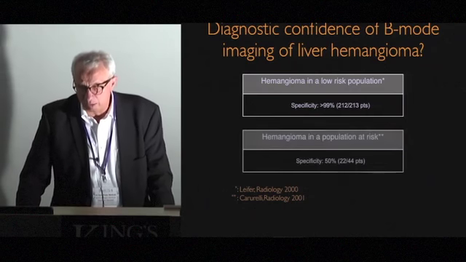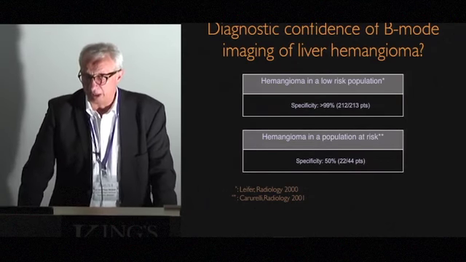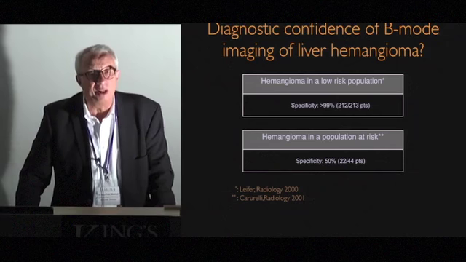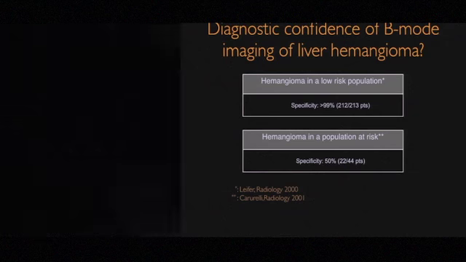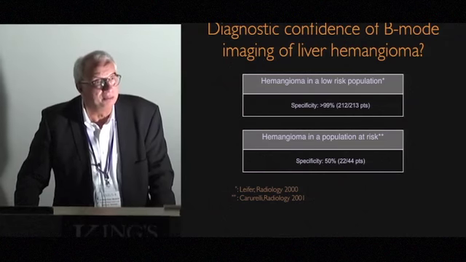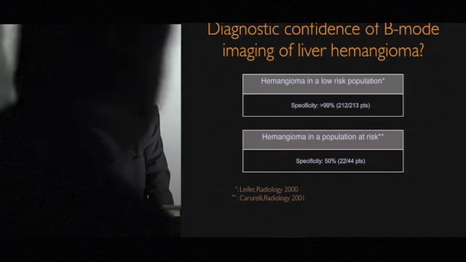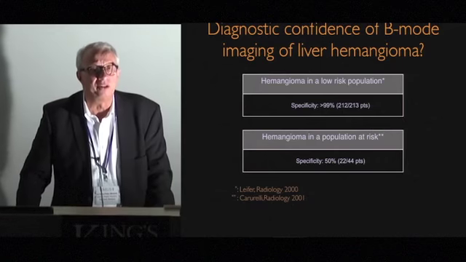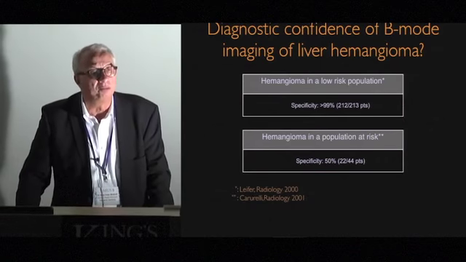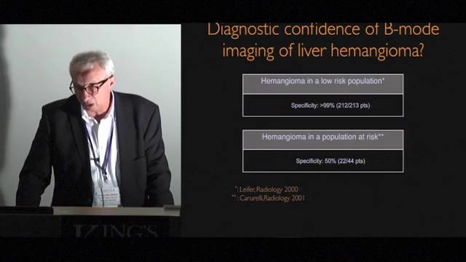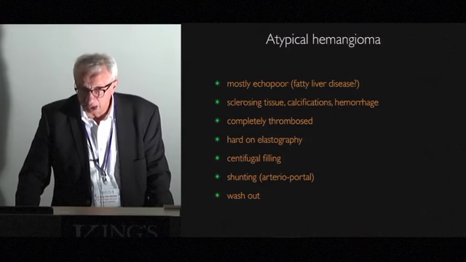But if you have a hemangioma in a population at risk, then the number drops down to 50%. Only 50% of those who look like hemangiomas are hemangiomas in patients who have chronic hepatitis B or C, or who have a history of malignancy. So that is important to have in mind.